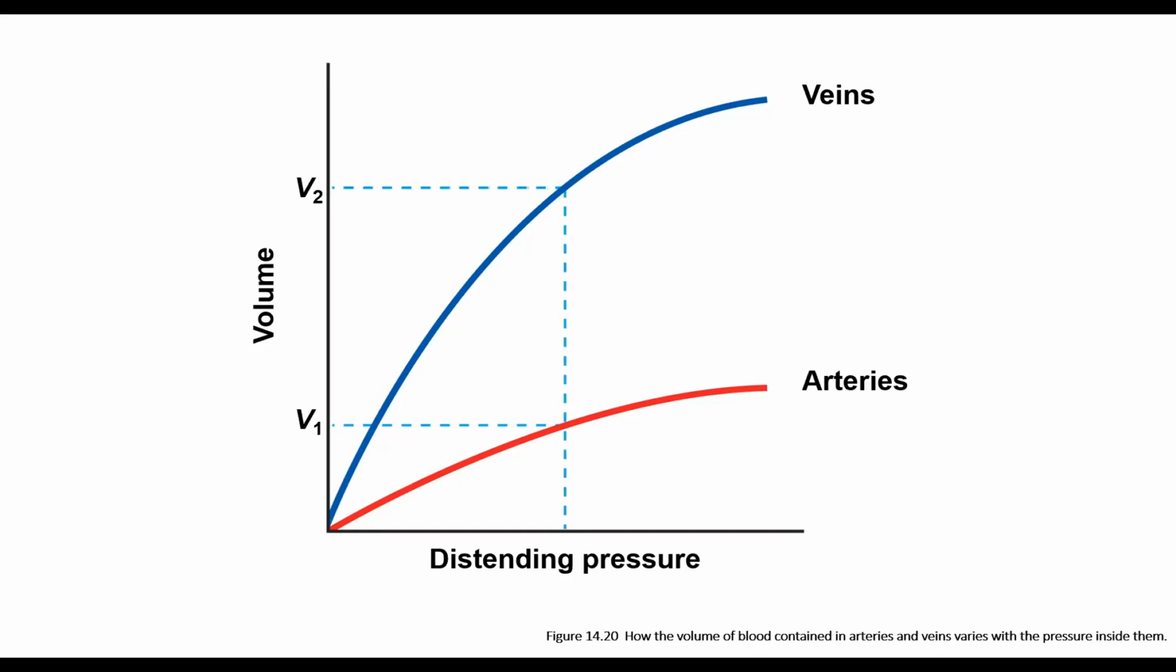So veins can accommodate large volume changes with little change in pressure. Arteries exhibit a lot of pressure for even the smallest change in volume. Okay, and this is because arteries are elastic and non-compliant. Veins are compliant and not really elastic. Okay, another way to express this: arteries are pressure reservoirs, whereas veins are volume reservoirs. Okay.